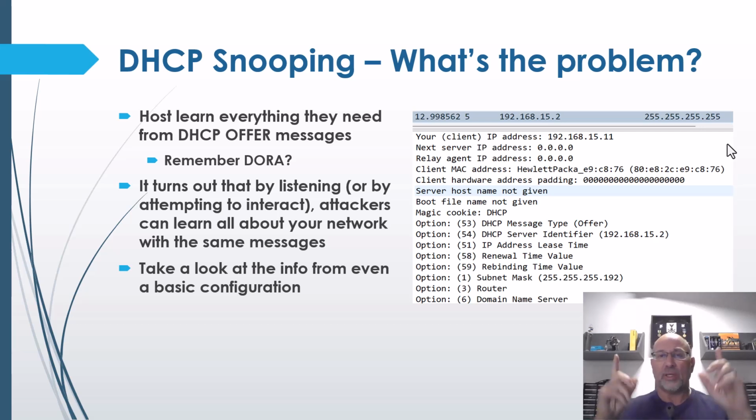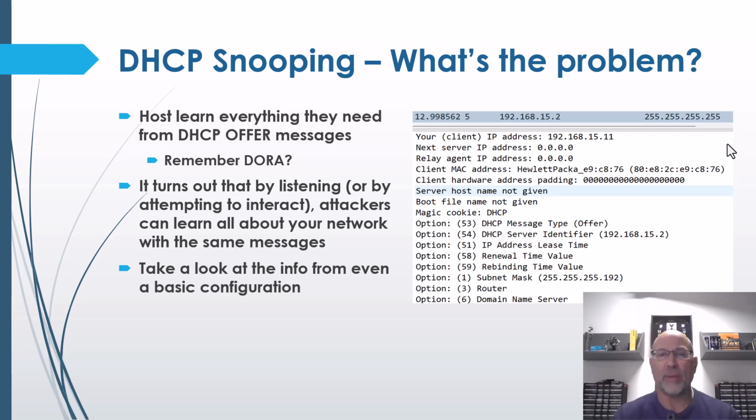And so if you look at the packet right above me here, this is a basic configuration. No VoIP, no extra servers or anything else. But you can see that the servers listed there, how long leases are for, the mask, an IP address, any other servers that might be acting as relay agents, the router, the DNS, all of these are part of a DHCP offer.